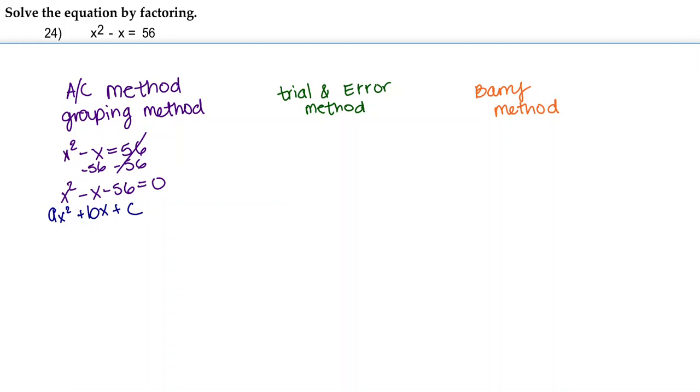So here our a is 1, and our c is negative 56. 1 times negative 56 is negative 56. So we're looking for two numbers that multiply together to make negative 56, that also add together to make the b term, which is negative 1.